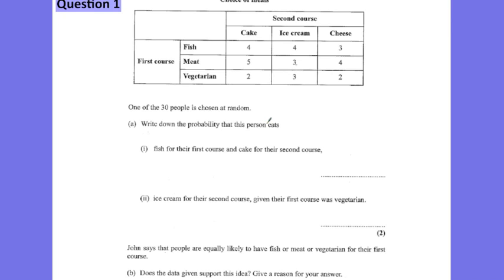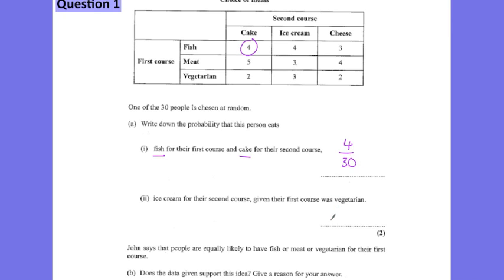One of the 30 people is chosen at random. Write down the probability that this person eats fish for their first course and cake for their second. Fish and cake here. 4 out of the total 30.